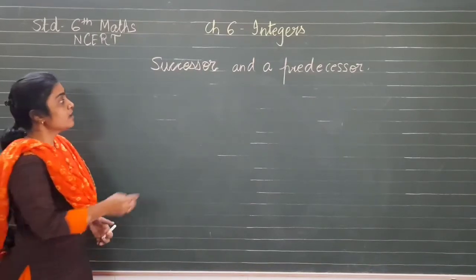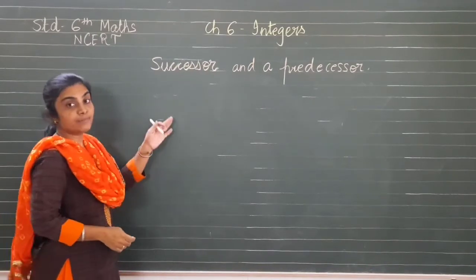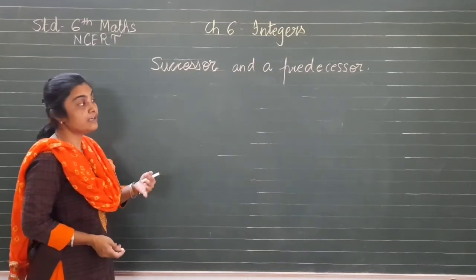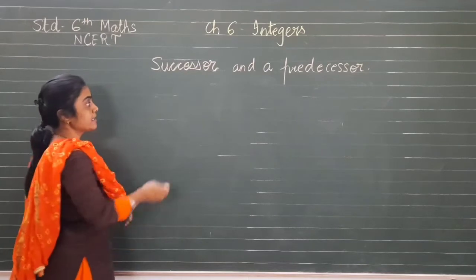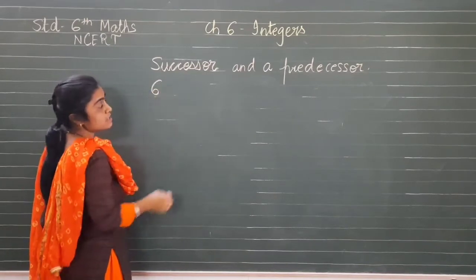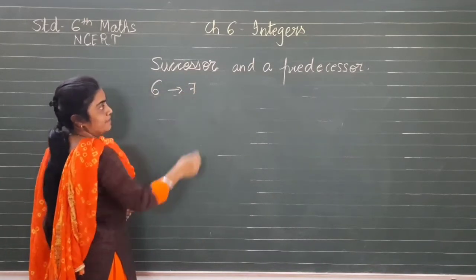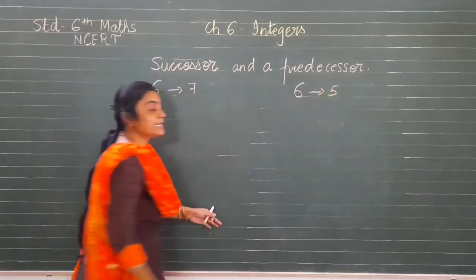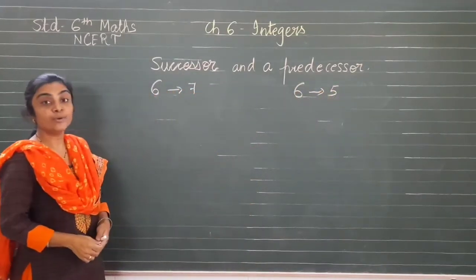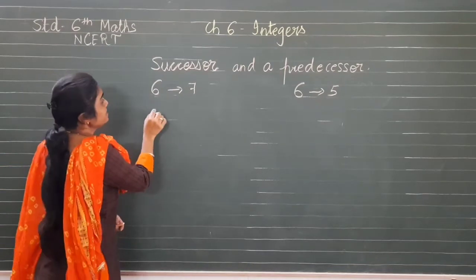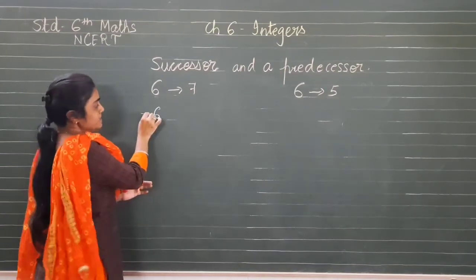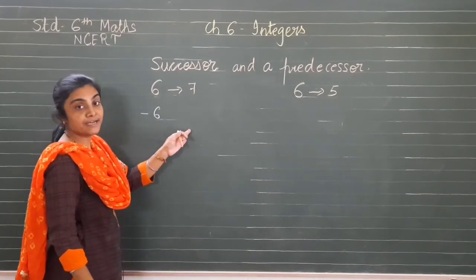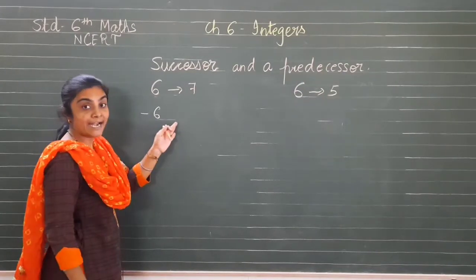Now let us see successor and predecessor in the integers. Students, we know that when you add 1 to a number, it will become its successor, and when you subtract 1, it will become its predecessor. So the successor of 6 will be 7 and the predecessor of 6 will be 5. Now let us see about the negative integers. For example, -6 is there. It is a negative integer. What will be the successor of -6? So you have to add 1 to it.